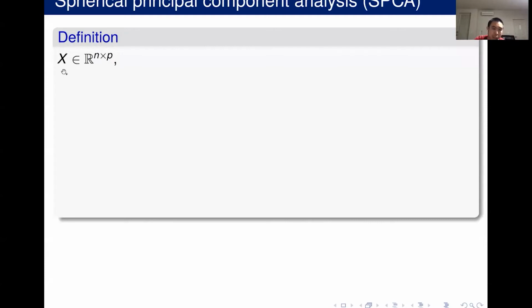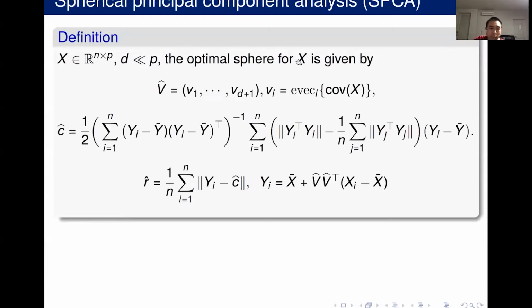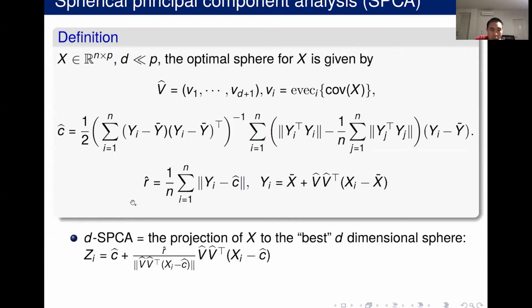So let X be the data matrix, where N is the sample size and P is the dimension of the ambient space. So each row represents an observation. And D is the intrinsic dimension, which is much smaller than the ambient dimension P. The optimal sphere for the data X is given by this equation, where V hat is a low-dimensional hyperplane, C hat is the center of the sphere, and R hat is the radius of the sphere. So the D-dimensional SPCA is the projection of the original data X to the best D-dimensional sphere, given by this closed form equation, where Xi is the observation, V hat, C hat, R hat are the estimators from SPCA, and Zi hat is the projection, or the principal component, of the data.